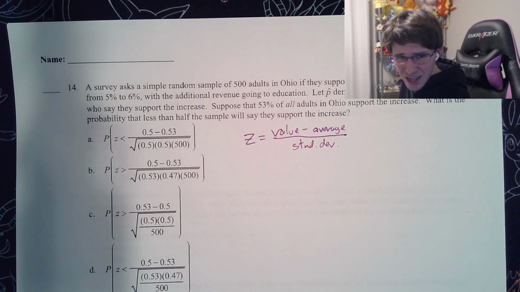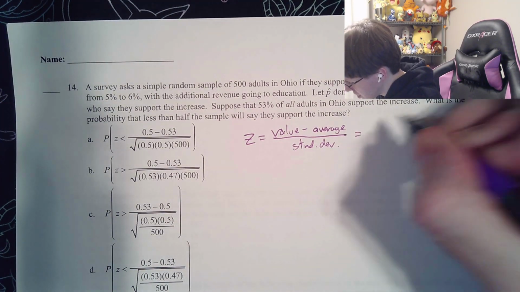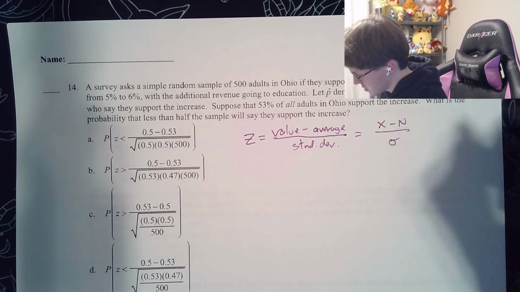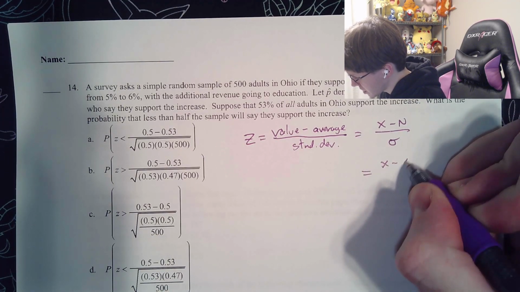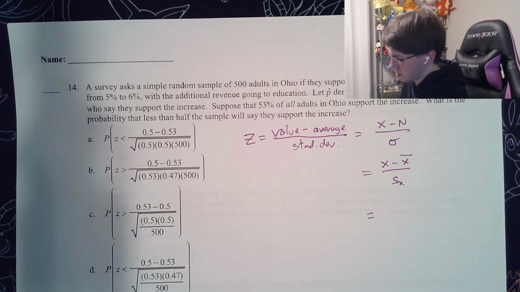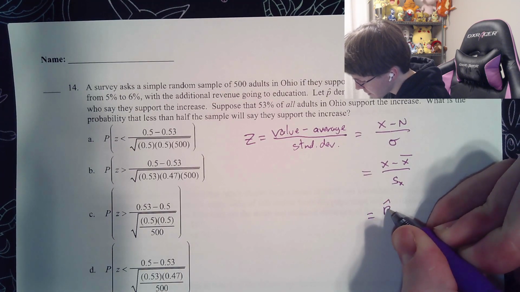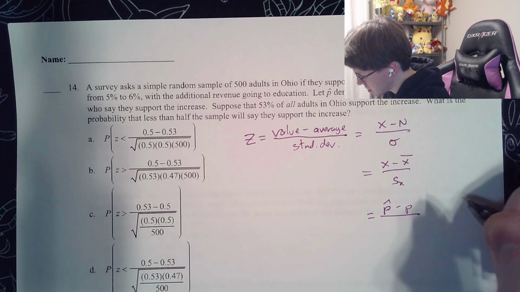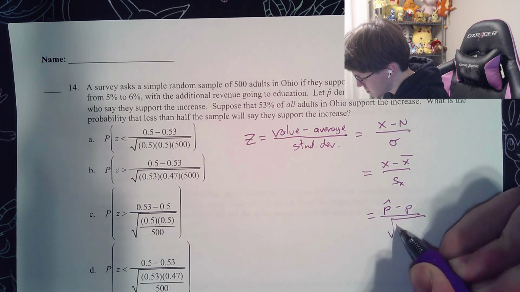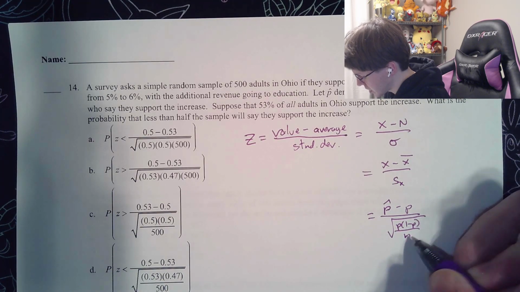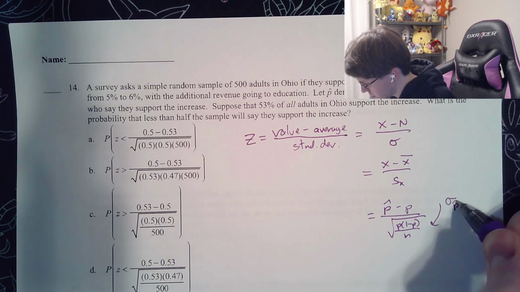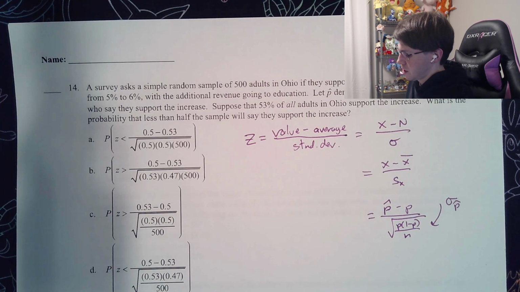The versions that we've been using, I'll write a few of them here. We've been using, for instance, x minus mu over our standard deviation. We have been using x minus x bar over our standard deviation. And the one that we are going to be using for this problem is p hat minus p divided by the square root of p times 1 minus p divided by n, just like so. Because this one right here, remember, is the standard deviation of our sampling distribution.